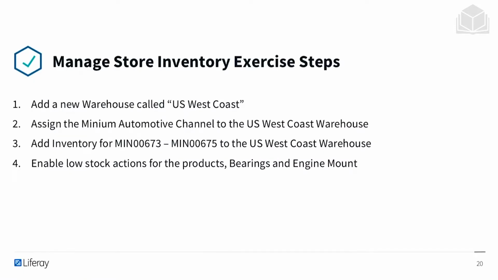There's a couple of steps in this exercise which we're going to work through. The first of which is we want to add a new warehouse called US West Coast. Secondly, we want to assign the Minium Automotive channel to the US West Coast warehouse. Thirdly, we want to add inventory for MIN00673 to MIN00675 to the US West Coast warehouse. And lastly, we want to enable low stock actions for the products, bearings and engine mount.